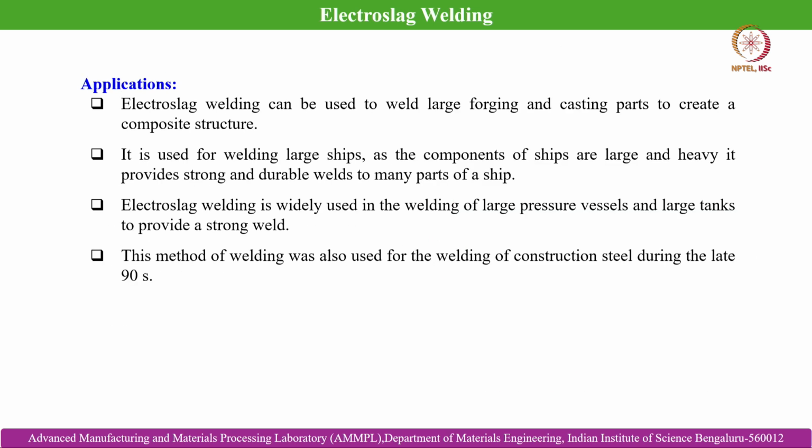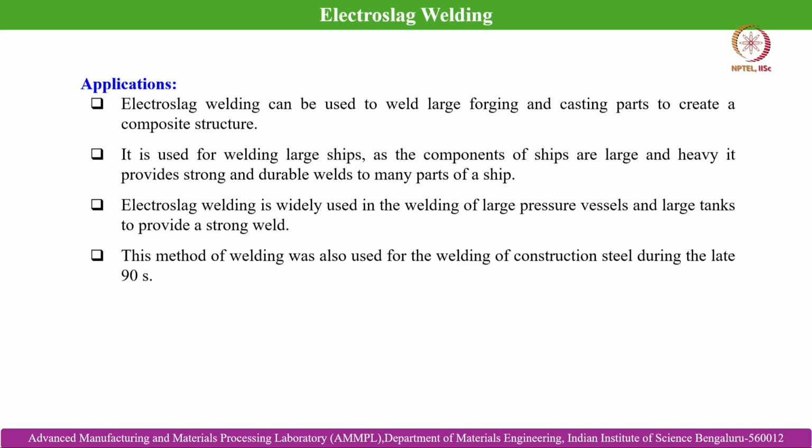So, here some of the applications of electroslag welding are listed. As I told you, it is useful for very large forging and casting parts to create a composite structure. It is used for welding large ships. I already told about the naval applications, and also it is widely used in the welding of pressure vessels, and this is the method of welding which was used for the welding of construction steel since the late 90s.